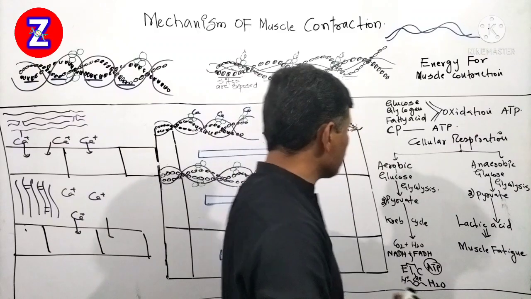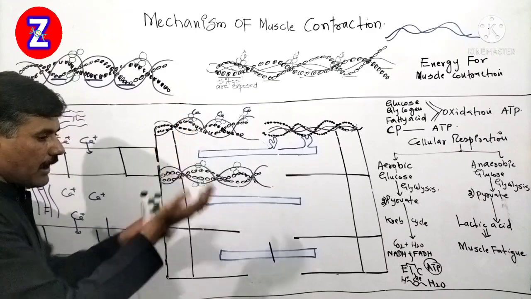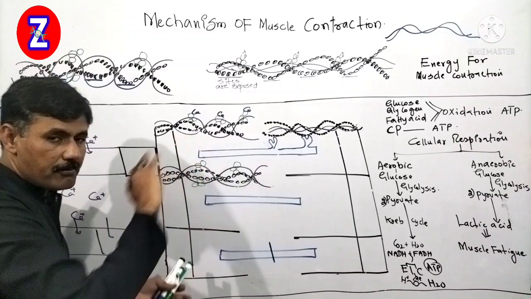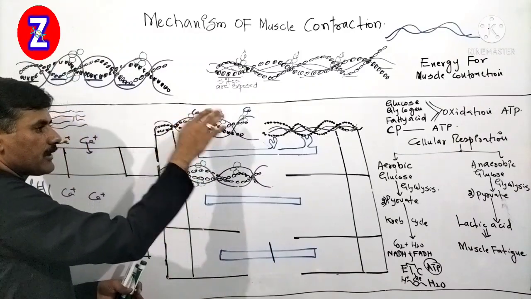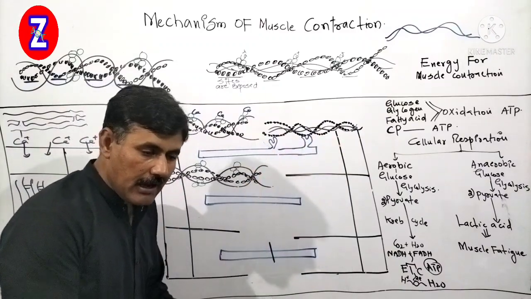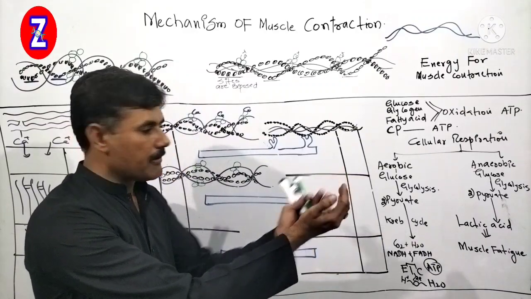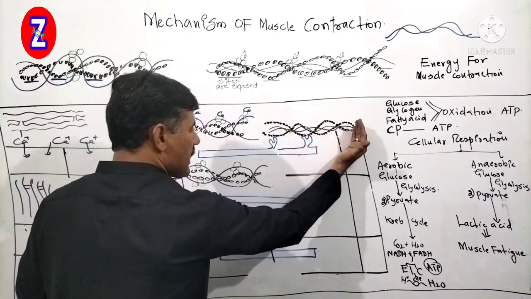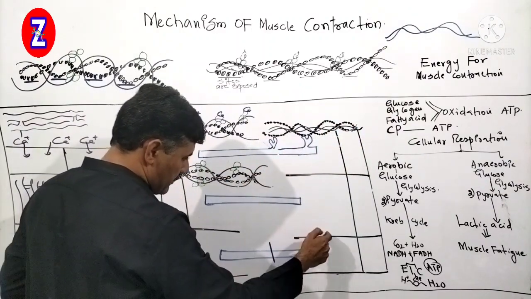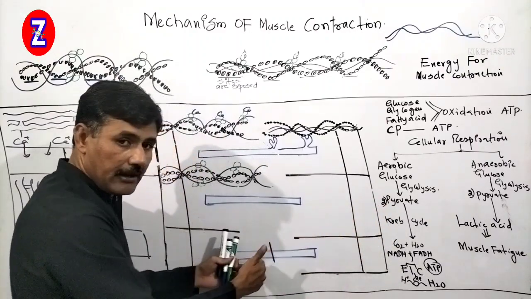So what actually happens at this stage: when calcium binds to troponin, it actually twists the structure of tropomyosin, and when tropomyosin is twisted, it exposes the sites of actin. And as the sites of actin are exposed, myosin heads can easily get attached. And as they get attached, they will drag actin filaments towards the center, towards the H zone.